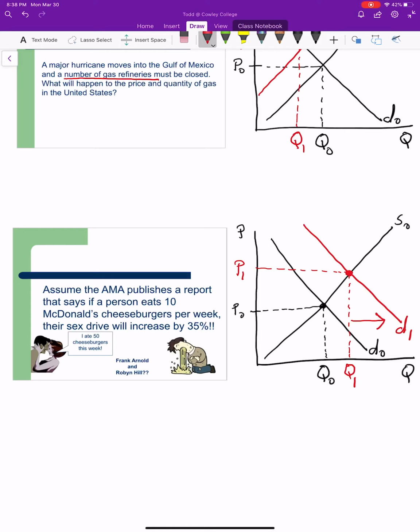All right, so there are just a couple of examples, talking your way through the example and figuring out exactly what curve needs to be shifted, in which direction it needs to shift, and then finding out finally what's going to happen to your equilibrium price and your equilibrium quantity.